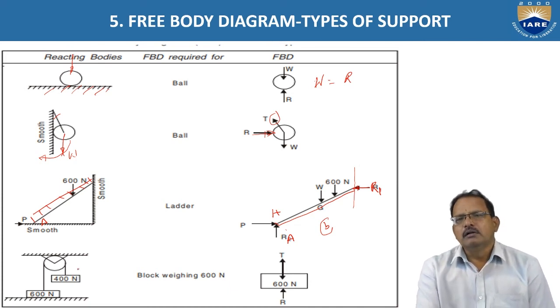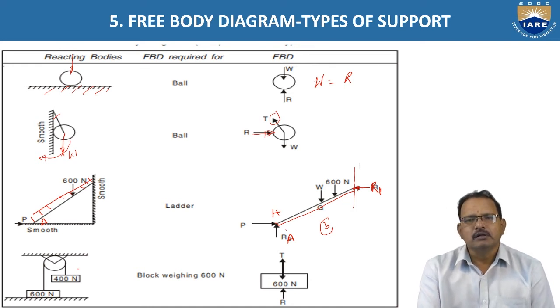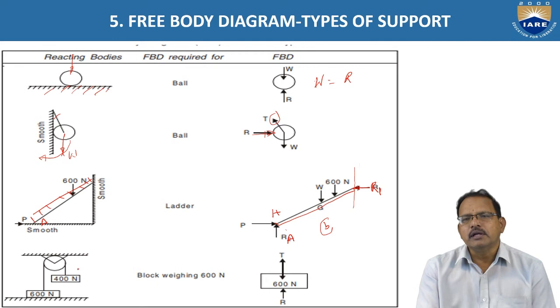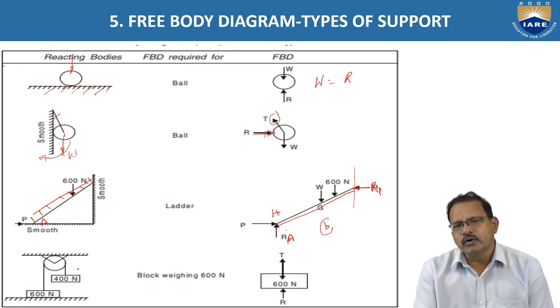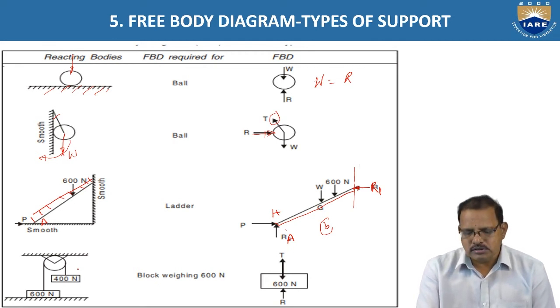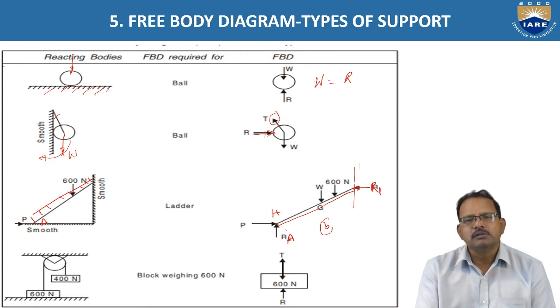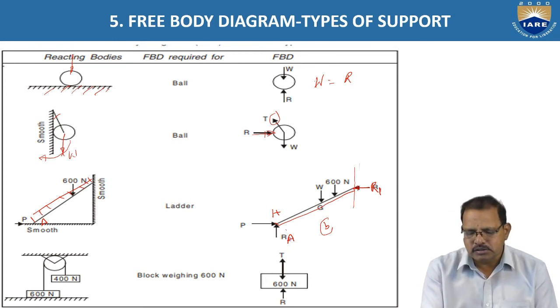And finally, I am taking the fourth figure. Here, we can draw the free body diagram for the body 400 newtons as well as the 600 newtons. When you are taking 600 newtons, the tension in the rope is acting in upward direction. Weight is acting in downward direction.